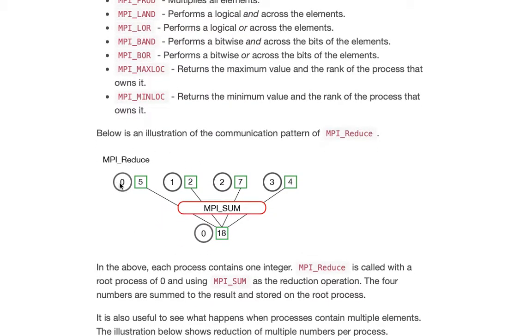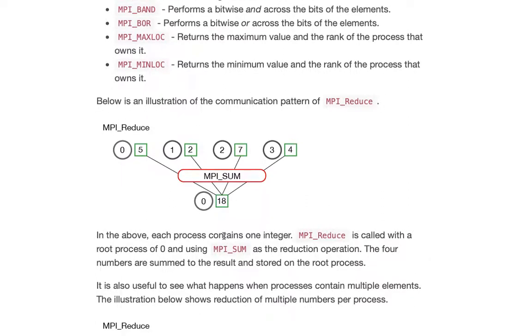So let's suppose we have 4 processes. Each process has a number: 5, 2, 7, and 4. If we want to reduce this to one single number, then we just use MPI sum, and the 0th process, the root process, will get the sum of all the numbers.